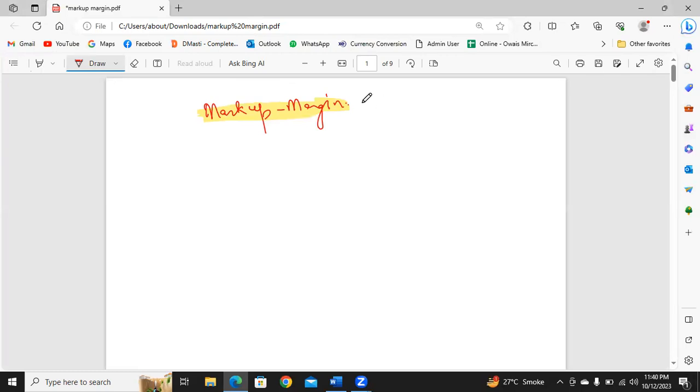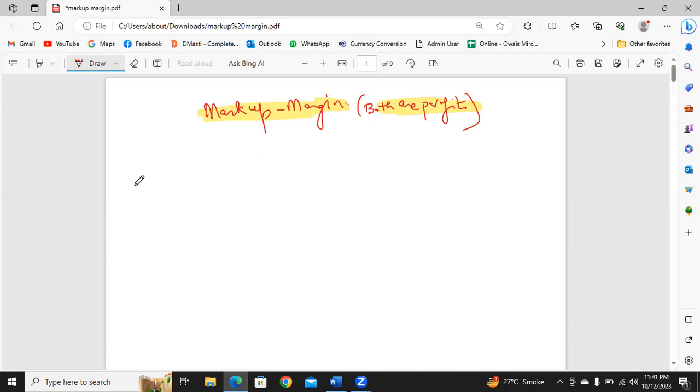Do you remember anything about markup and margin? Markup was on the cost while margin was on the selling price. Yes, exactly. Basically, markup and margin both are profits. So markup and margin are two ways to calculate the profit.